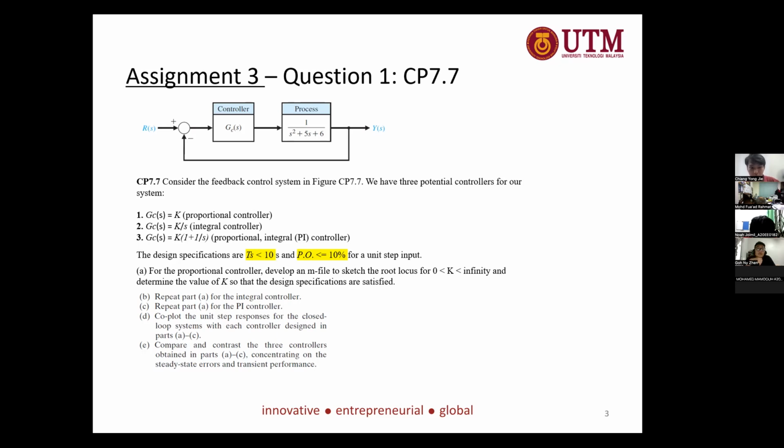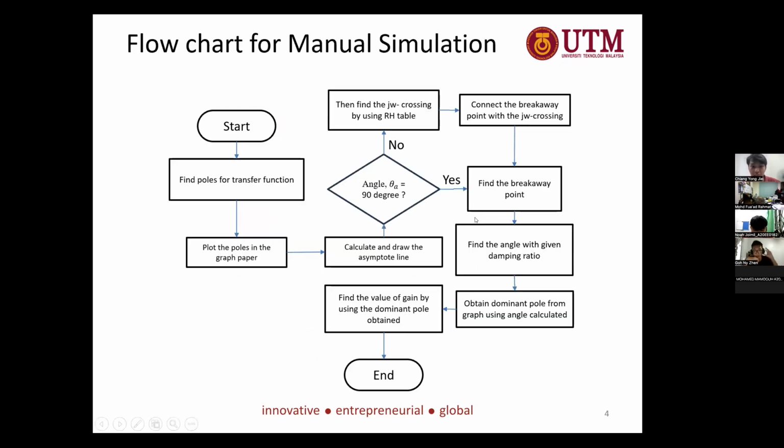For the proportional controller, I need to develop an M-file to sketch the root locus for K values from 0 to infinity, and determine the K that is able to meet the design specification, where the percentage overshoot is less than 10%. Then I need to repeat for the 3 controllers: P controller, I controller, and PI controller. Then I need to plot the unit step responses for the 3 systems together. Last but not least is to compare and contrast the 3 controllers in terms of steady state error and also transient performance. This is how I developed the solution.